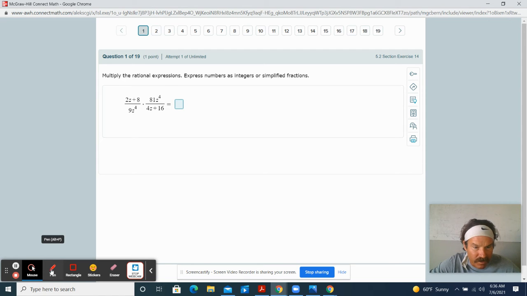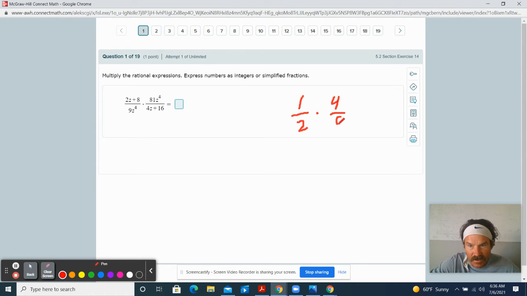Now, if we think about multiplying fractions, say we had 1/2 times 4/5. When we multiply fractions together, we don't have to worry about finding common denominators. We can do it two ways. We could just multiply the top numbers, the numerators, together, and multiply the bottom numbers, the denominators, together. If we do it that way, 1 times 4 is 4, and 2 times 5 is 10. And then we get a fraction.